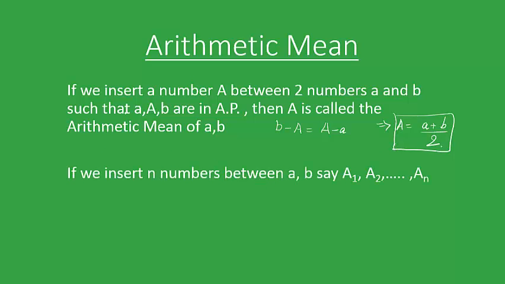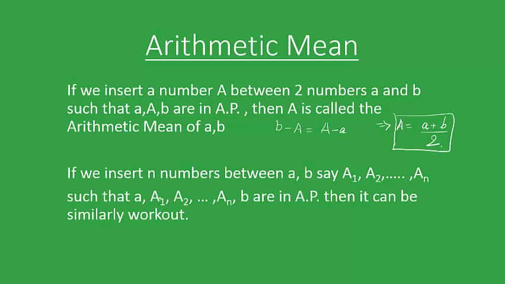Okay. After we have looked into calculating a single arithmetic mean between two numbers, we can generalize this concept to finding n different arithmetic means between two numbers. That is to say, if we try to find n arithmetic means, that is a1, a2 till an, then a, a1, a2, ..., an, b will be in AP. So to calculate the different arithmetic means, you have to work out a simple formula.